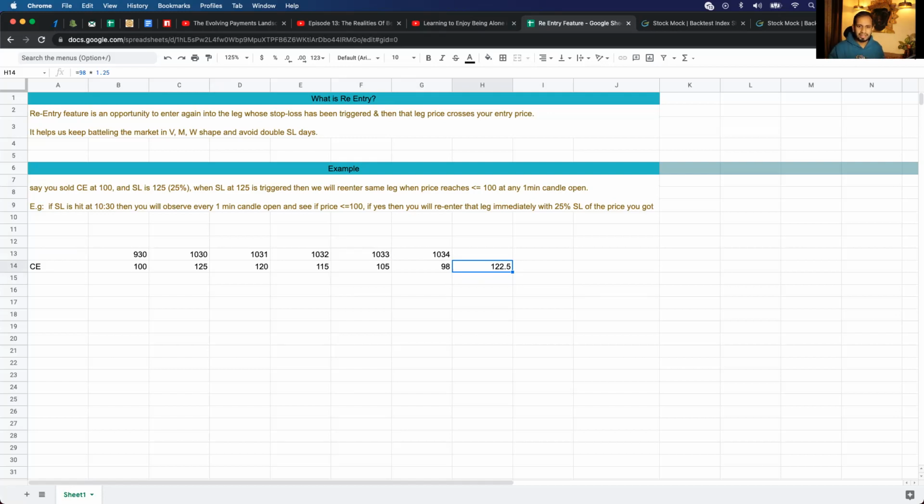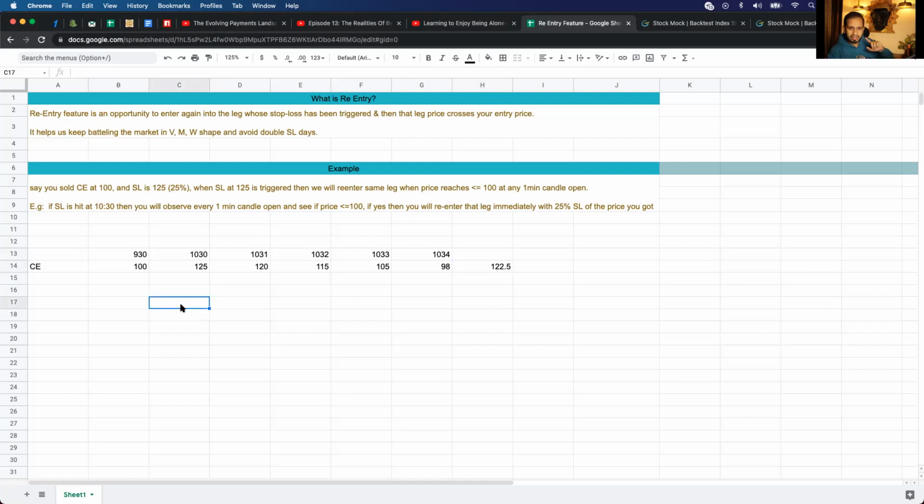It's very simple. We're just checking the opening price after the SL gets triggered, and we are seeing if we are getting our desired price premium or not. As soon as we see that, we enter into the market. Okay, so this is the first re-entry. What if we want to enter two times? We want to enter three times. Anything can happen. Let's take an example.